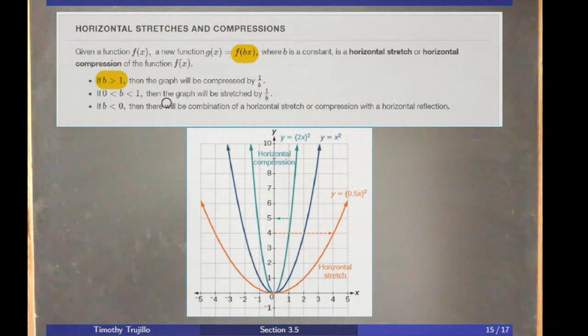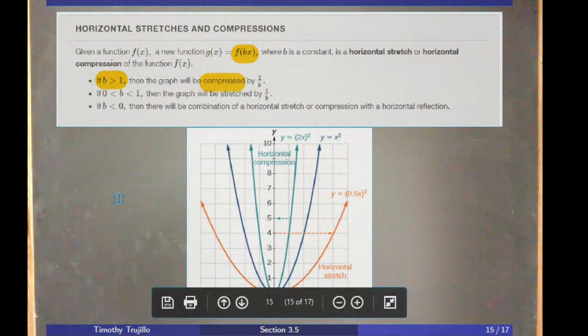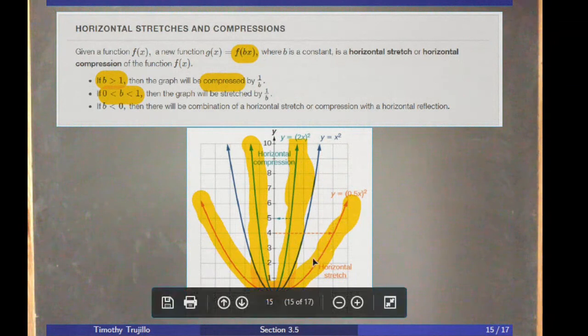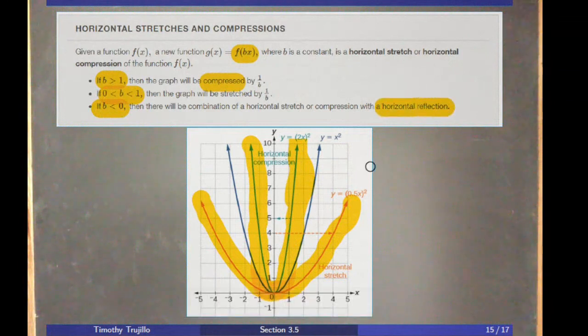Now, if b is bigger than 1, the graph will actually compress. And it's not going to compress vertically, it's going to compress horizontally, right? So if I do 2x squared, this thing looks like this now. It goes from the blue one now to this sort of teal colored green one here. Right? So I went from x squared to 2x squared. If the number is in between 0 and 1, then the graph is going to be stretched out further horizontally, pushed out to the right, like this. And if the number is negative, then it's really actually a horizontal reflection. So you should have thought about it as a reflection in the first place.